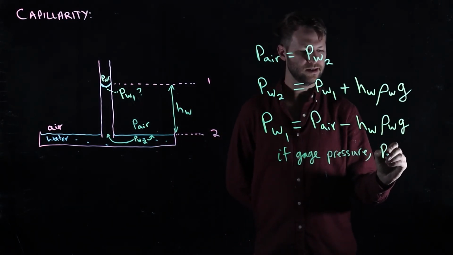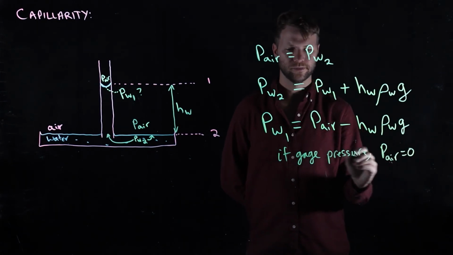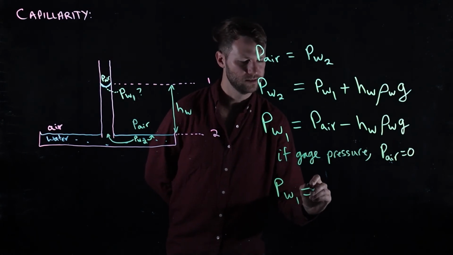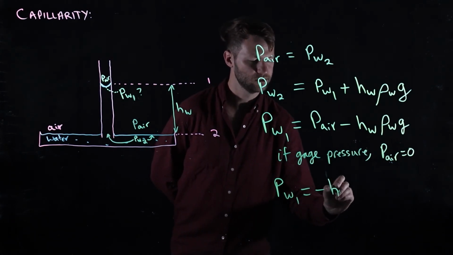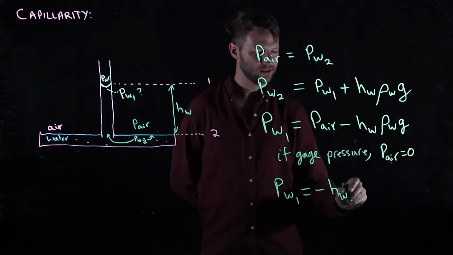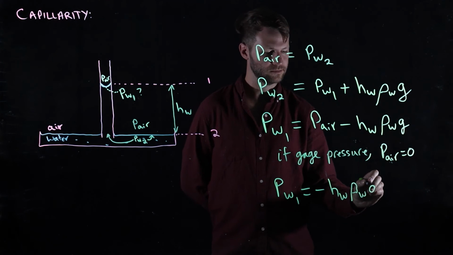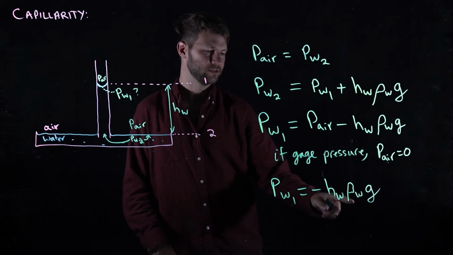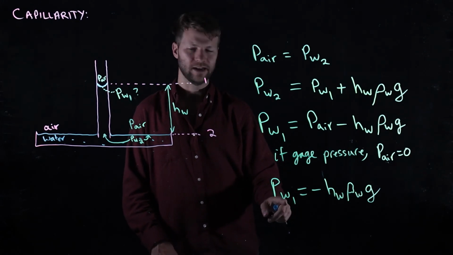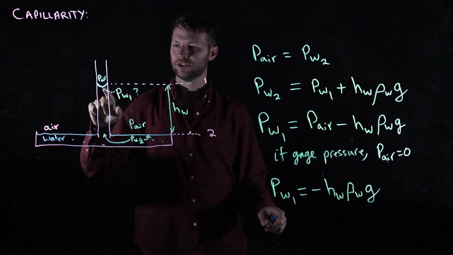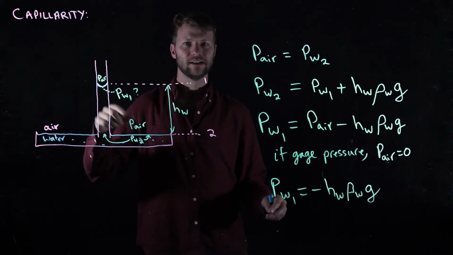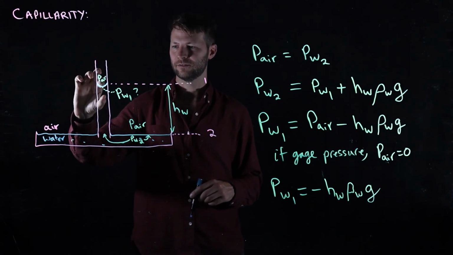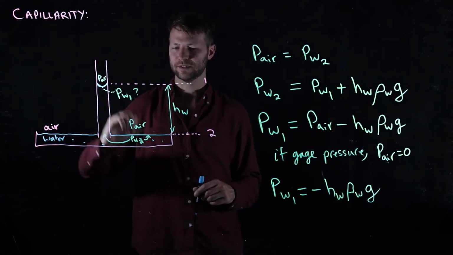If we're referring to pressure in gauge pressure, then P air by definition is 0. And so we know now that PW1 is equal to negative HW, the height, times the density of water times gravity. If we look at each of these terms individually, these are all positive terms. And so the fact that there's a negative sign here means that the pressure of the water just below this meniscus is actually less than atmospheric pressure. In a sense, this water is under tension, or it's a negative pressure relative to the atmospheric pressure.